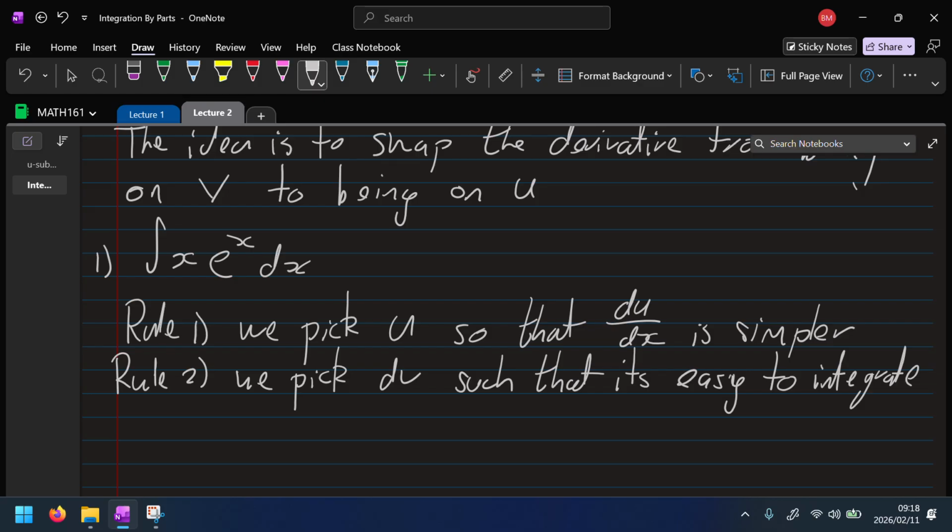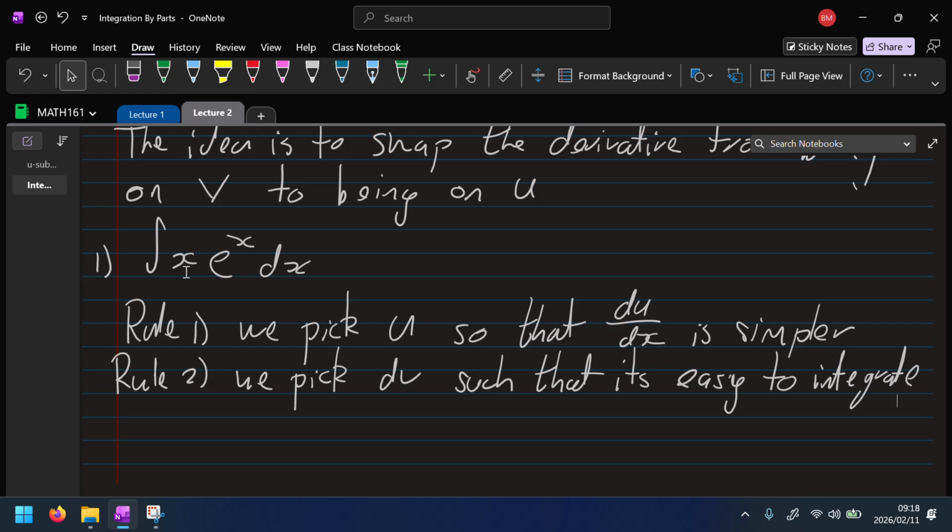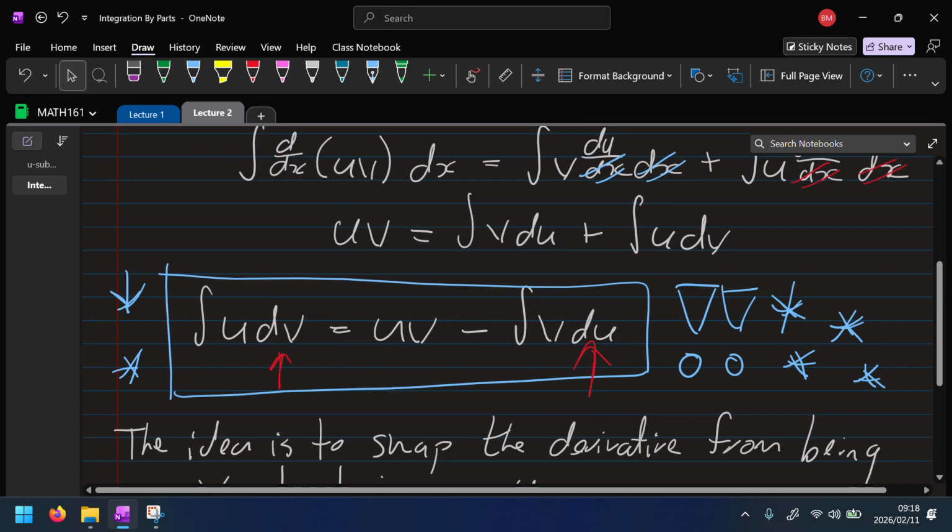So between these two rules, picking u or picking dv, you should have a good idea on how to split this up. So here, we can use rule 1, x is easier to differentiate, so we don't have to worry about the other parts. Okay, does everyone see that? So once you pick your u is x, dv is everything else, right? U dv. We picked u, so dv is everything else.